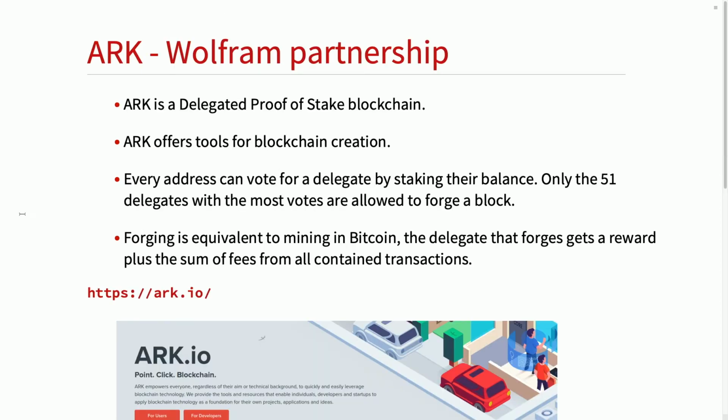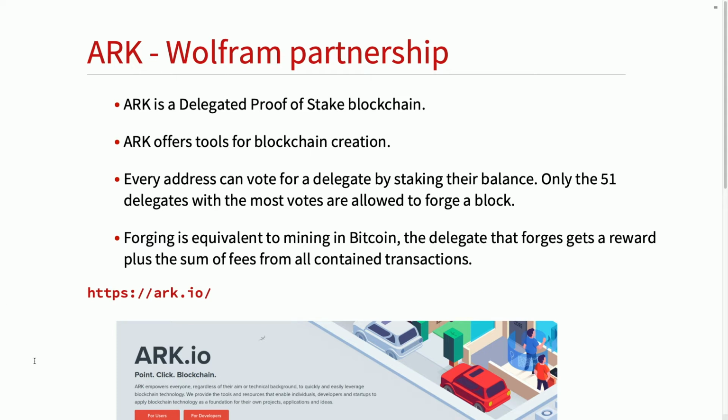So let's talk a little bit about ARC. ARC is a delegated proof-of-stake blockchain that offers tools for blockchain creation. Delegated proof-of-stake is the name of their consensus algorithm. Every address inside the ARC blockchain can vote for a specific delegate by staking their balance, so the money they have, and only the top 51 delegates are allowed to forge a new block. Forging is the equivalent to mining in Bitcoin. They have the job of packing transactions inside a block and then adding this block to the blockchain.